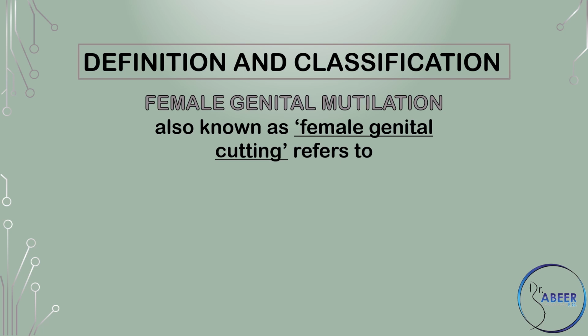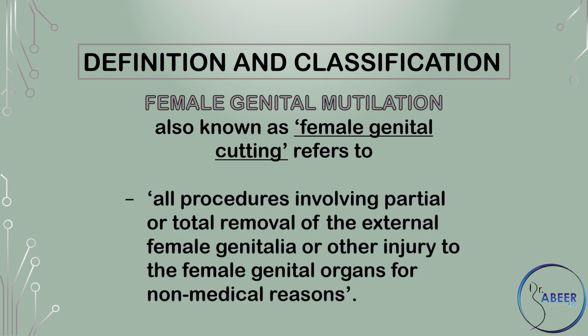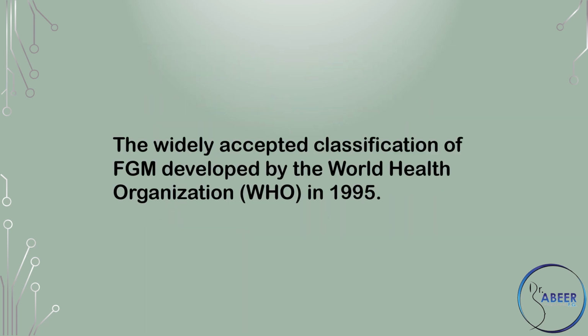Female genital mutilation, also known as female genital cutting, refers to all procedures involving partial or total removal of the external female genitalia or other injury to the female genital organs for non-medical reasons. The widely accepted classification of female genital mutilation was developed by the World Health Organization, or WHO, in 1995.